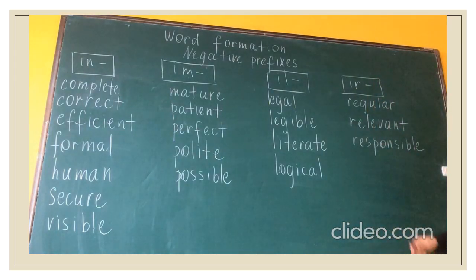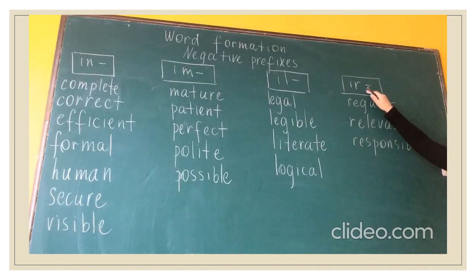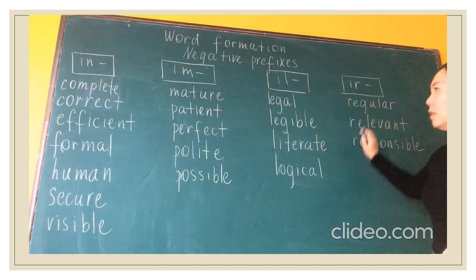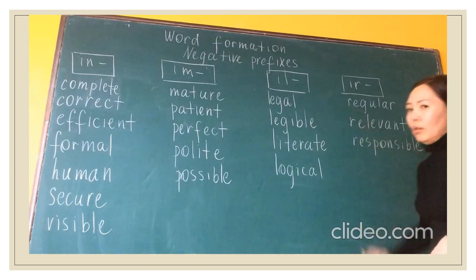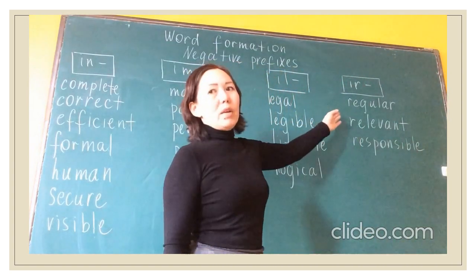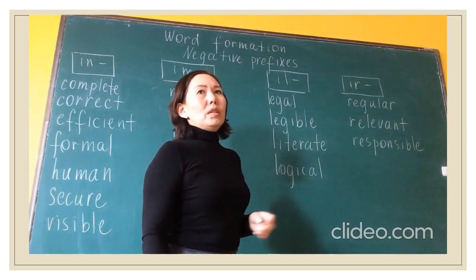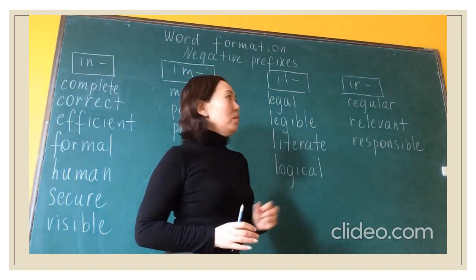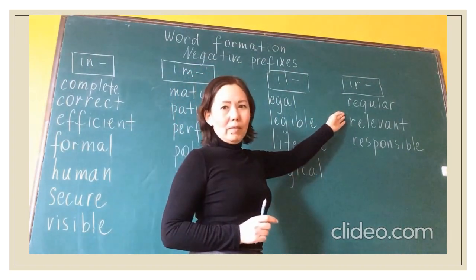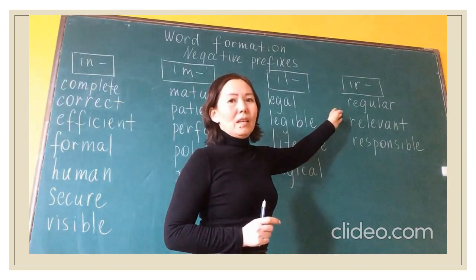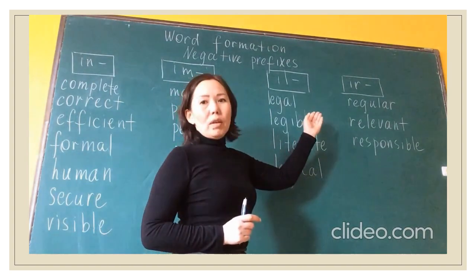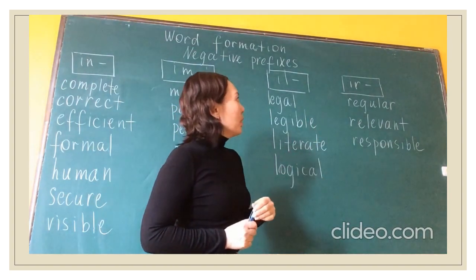Okay, the next prefix is ir. And this prefix is usually added to the adjectives which begin with the letter R. Regular, irregular. So you know that in English grammar we have regular verbs and irregular verbs. I think that helps you understand what is regular and what is irregular.